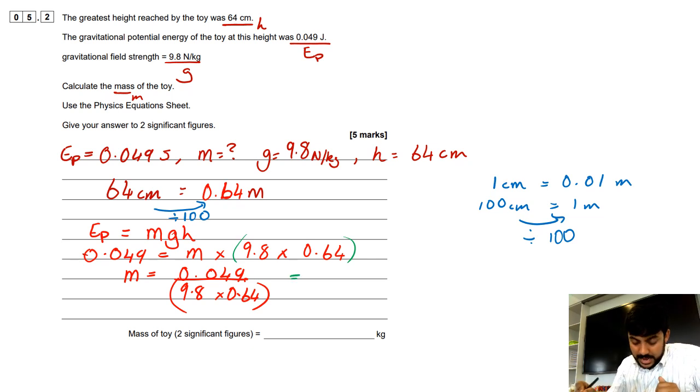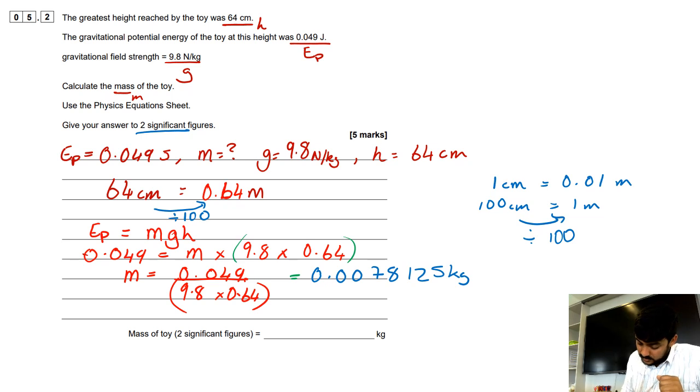Next, I have to put it into my calculator to find what the answer is, and the answer turns out to be, this is the wrong answer by the way, 0.0078125 kilograms. But that's unacceptable because I need it to 2 sig figs, and the first significant figure that I see is 7, and the second significant figure that I see is 8, and then afterwards it's not a number bigger than 5, so I don't have to round up, I can round down, and therefore the answer is 0.0078.